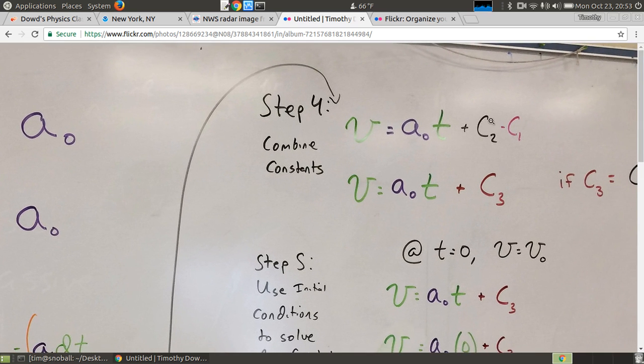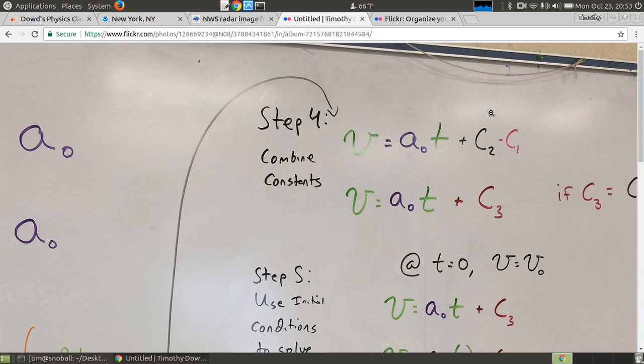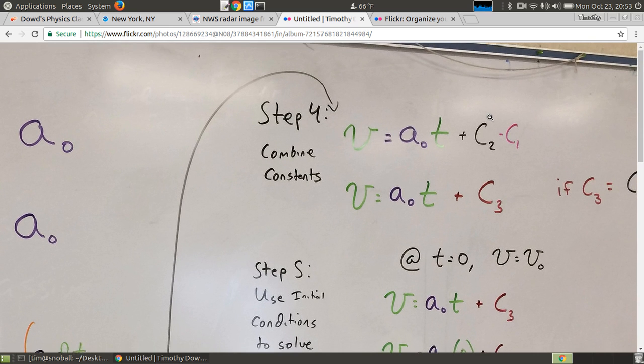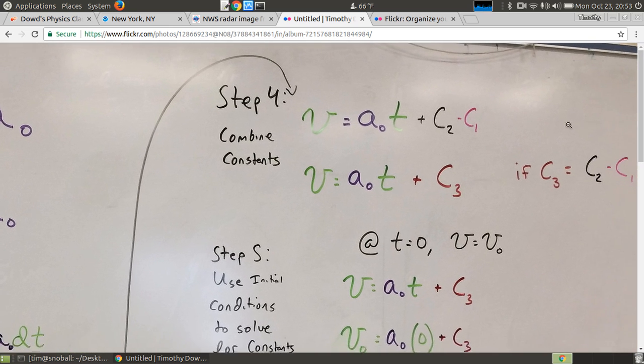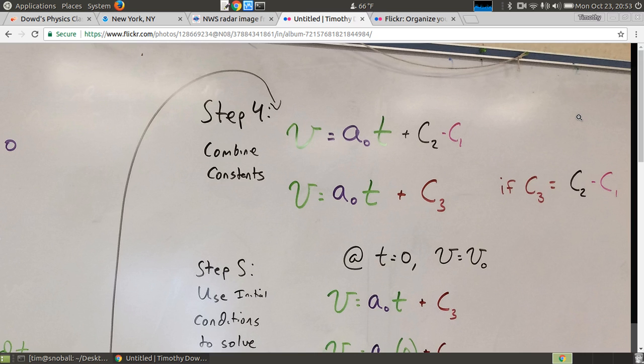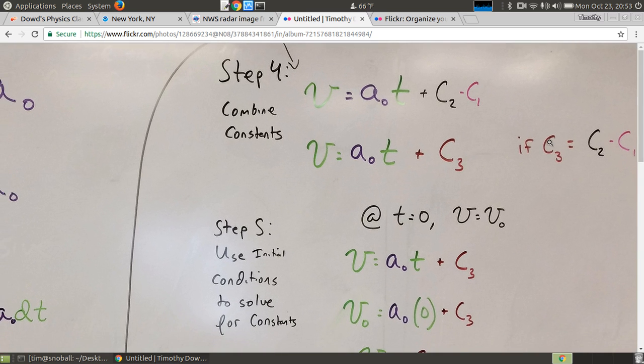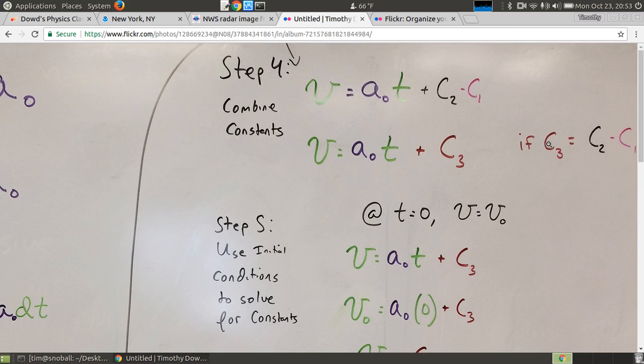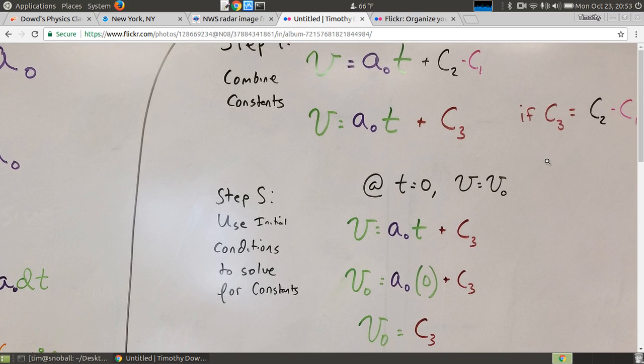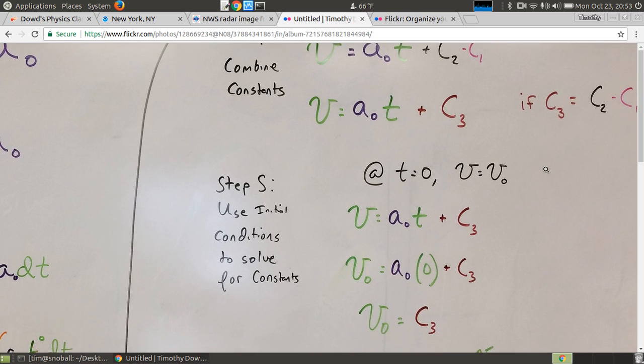The next step is to combine our constants. Since they're just numbers, they have a sum and a subtraction and a product, and it's easiest just to combine them together. So I've said that C2 minus C1 is equal to some other number, C3. So I'm left with the equation v equals at plus C3. So what's C3? You have to have some other information. So these are called initial conditions.